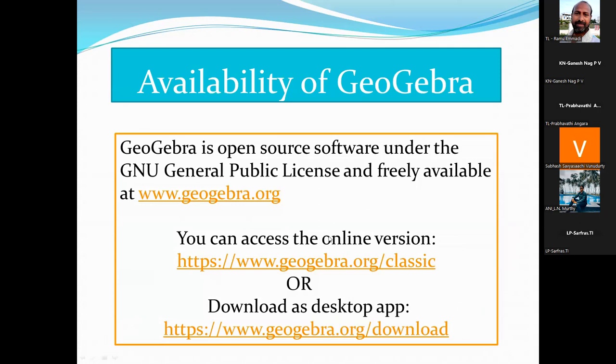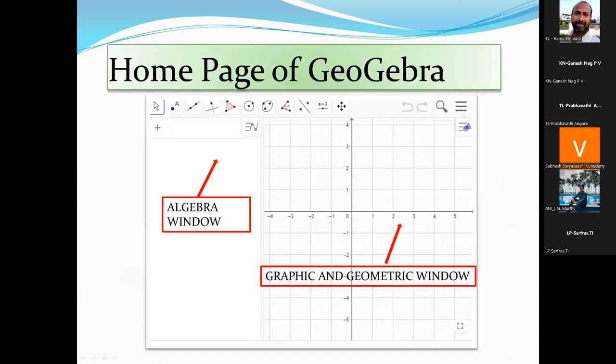You can download. Please mute yourself, everyone. Please mute yourself. Okay.